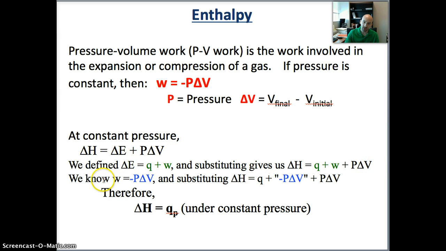Now, we just said that the work involved in the expansion or compression of a gas is equal to minus P delta V. So if we substitute in minus P delta V for the work here, we end up getting delta H is equal to Q plus a negative P delta V plus P delta V. Those two cancel and we're left with delta H is equal to QP. Therefore we can say that the change in enthalpy of a system under constant pressure is equal to the amount of heat gained or lost. This Q we know is heat, but that little p just means under constant pressure. So delta H is just equal to the amount of heat under constant pressure.